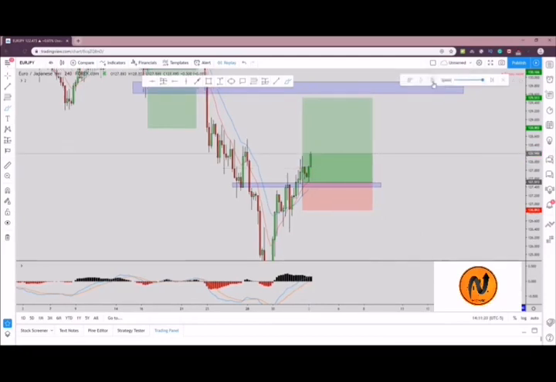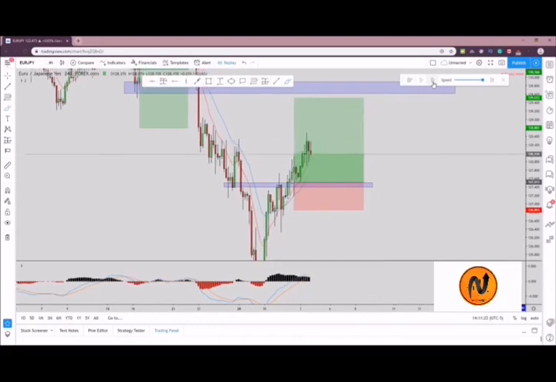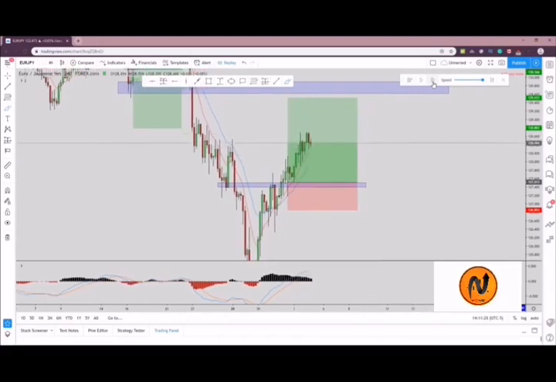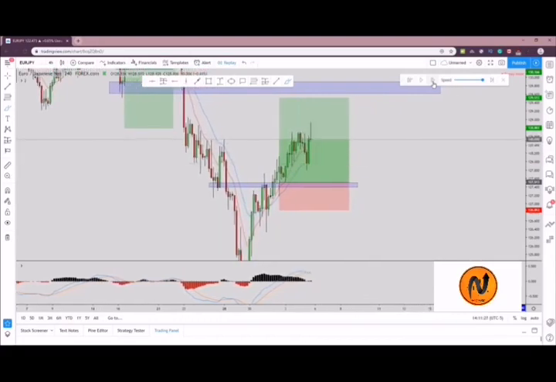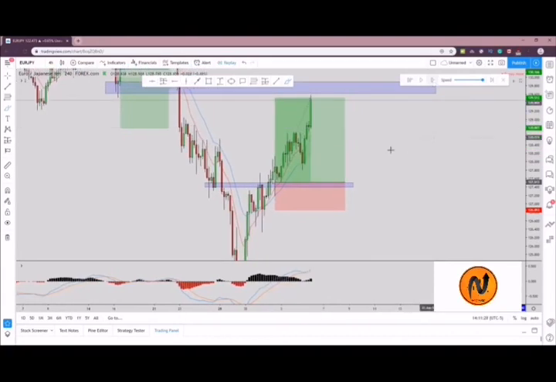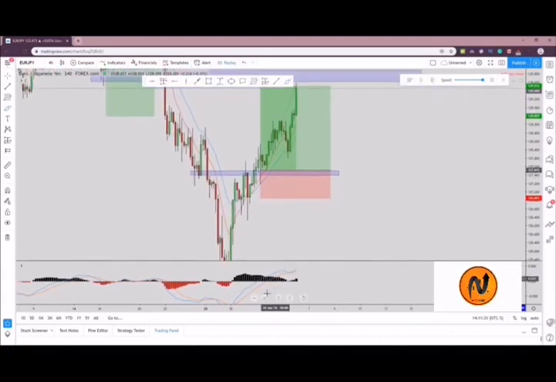Okay, so we can now go risk free on the trade. Let's see if it will be a break even or if the market will go to target. Okay, so overall this was a 1, 2, 3 to target.